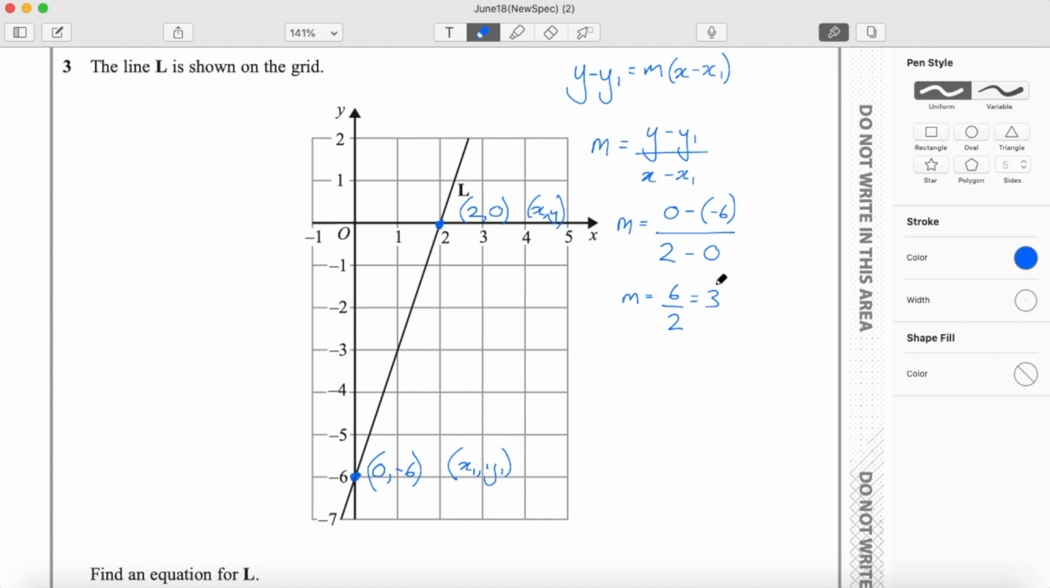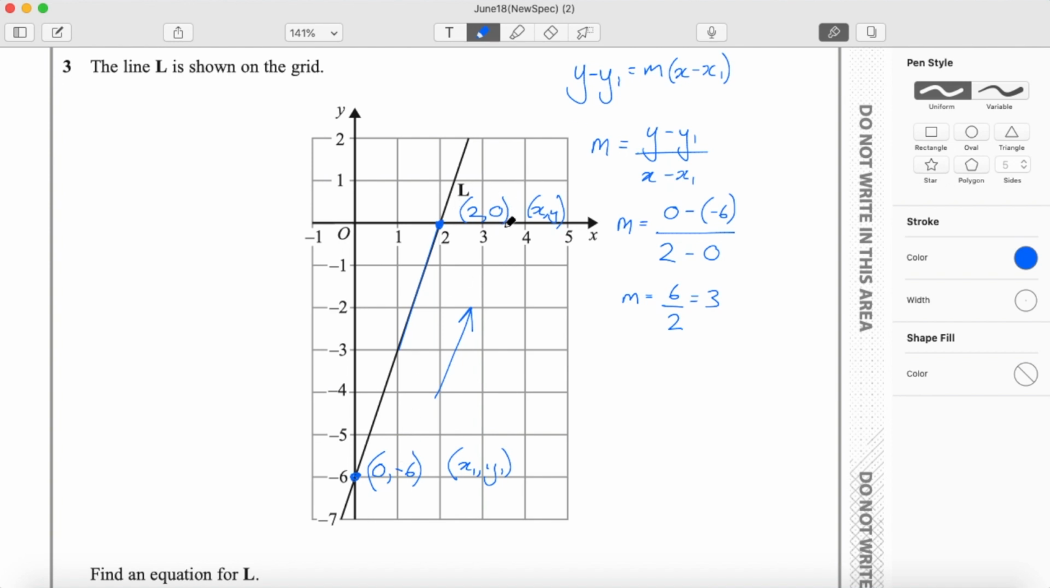Now once we know the gradient we can do a gross error check or a sensible check. So m, the gradient, is positive 3. That's sensible because the gradient is positive, i.e. it's going left to right and upwards, and it's quite steep, 3, so for every 1 along, it goes 1, 2, 3 up, and there's our straight line. Lovely. So our gradient looks sensible. Now we've got 2 points to choose from.